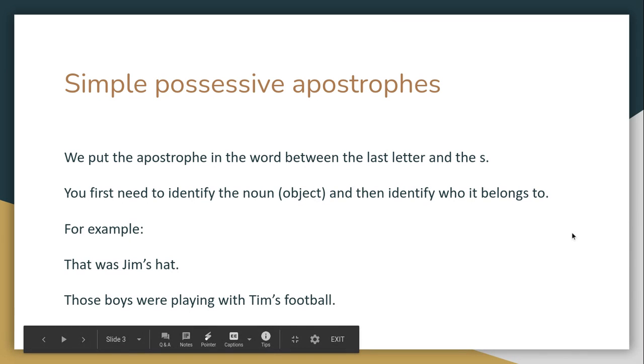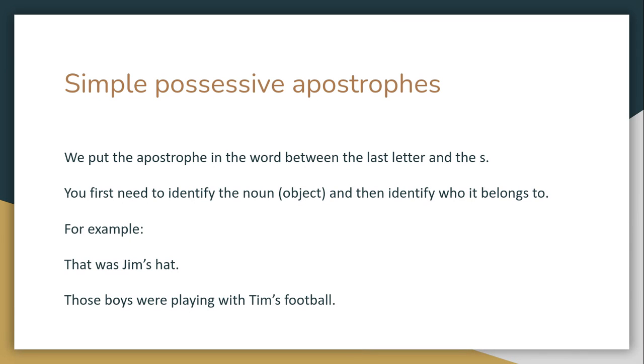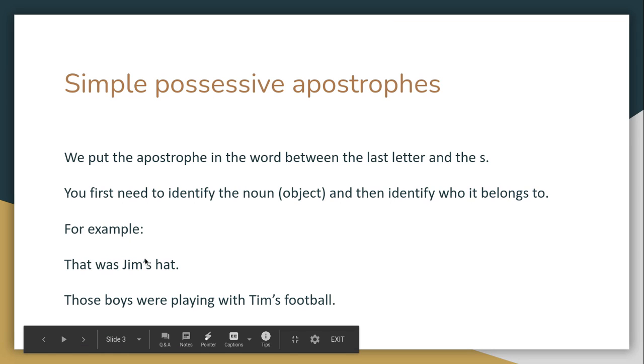Simple possessive apostrophes. These are the ones that we use most commonly, and they're the easiest ones to work out. What we do is we put an apostrophe between the last letter of the noun and S. Have a look at the example there. It was Jim's hat. I need to identify the object, which is the hat, and then the subject, which is Jim. So the hat belongs to Jim, therefore it was Jim's hat.